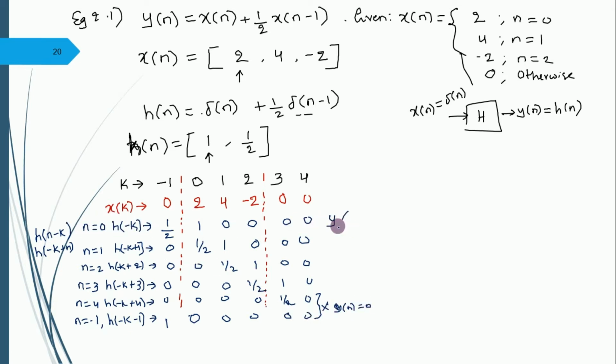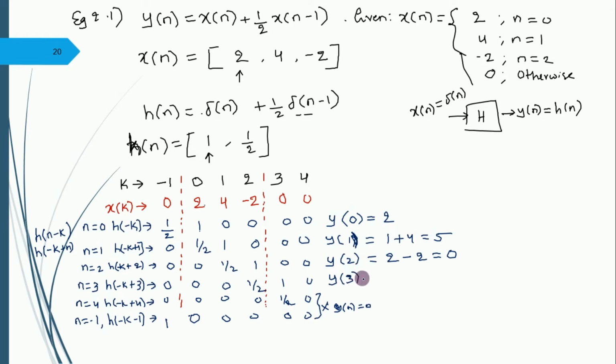So first, for n is equal to 0, y of 0 should be computed as 1 into 2 is 2. Similarly, for y of 1, half into 2 is 1 plus 4 into 1 is 4. This is 5. This is for n is equal to 1. For n is equal to 2, half into 4 is 2 plus minus 2 into 1 is minus 2. This will result in 0.